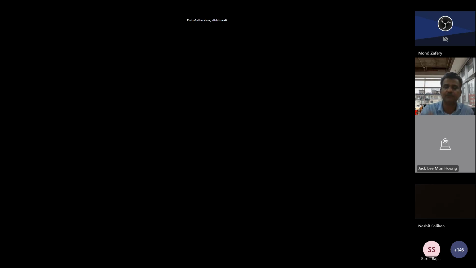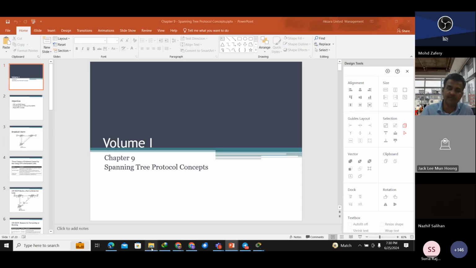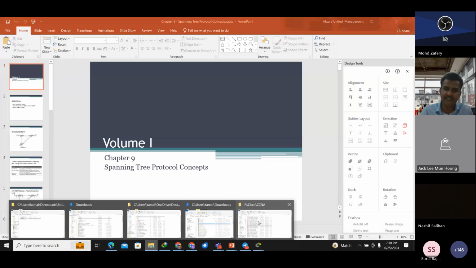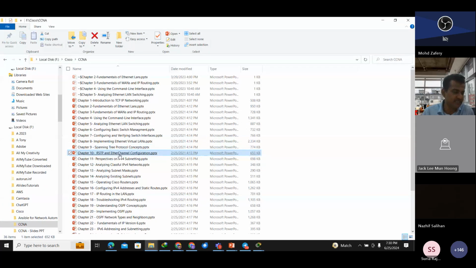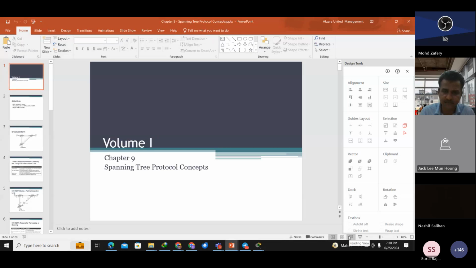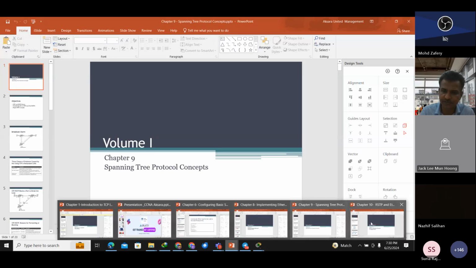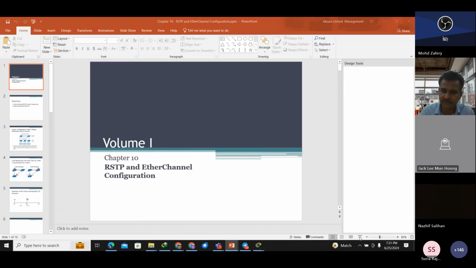So this is what is happening inside of a switch. Now, I'm not going to go into details about the module at the moment. Let's just look a little bit briefly at this, RSTP and EtherChannel configuration. Just now we saw why we needed that. Now I'm going to show you how to configure it.